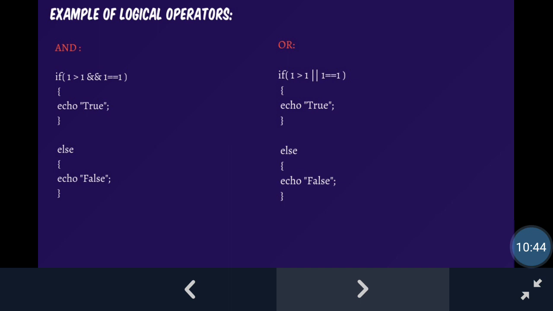Now, let us focus on the OR operator. The OR operator returns true if any one of the two operands or expressions returns true or both return true. So what is the difference between AND and OR? Now in the OR case, see the if condition. 1 is greater than 1 or 1 is equal to 1. Now is 1 greater than 1? No. But here it is an OR condition. So if any one of the conditions is true, for example, 1 is equal to 1, so 1 is equal to 1 is true and it is OR over here, then what will be printed? True.